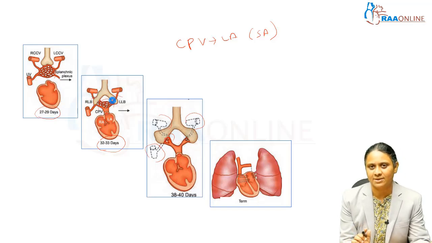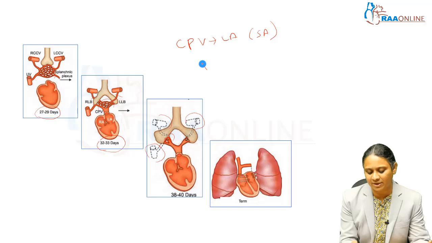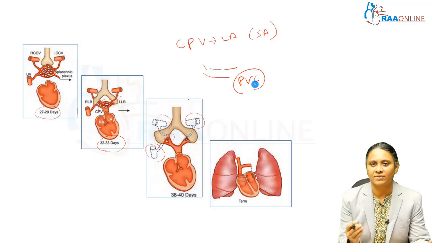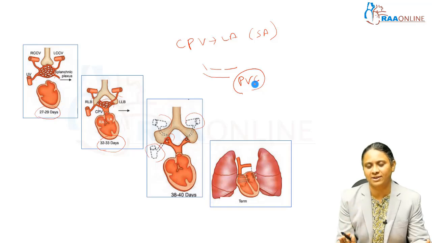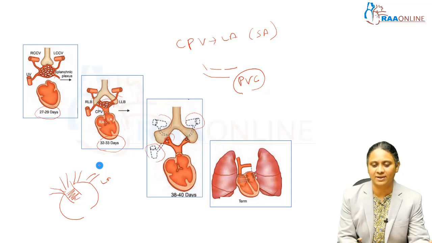This is one hypothesis. The other hypothesis is the four pulmonary veins join to form a pulmonary venous confluence, PVC, which later joins the left atrium. After the formation of the pulmonary venous confluence, the systemic connection is cut off. Connection to systemic vein is cut off. Later, the common pulmonary vein becomes a part of the left atrium, so that there is no single common pulmonary vein. All the four veins or five veins drain separately into the left atrium.